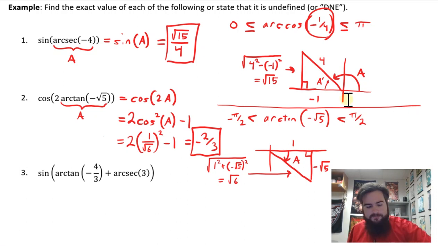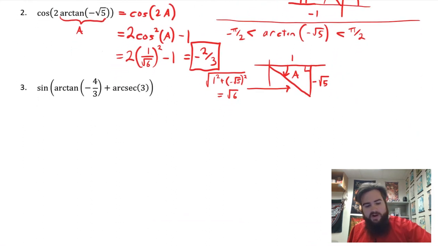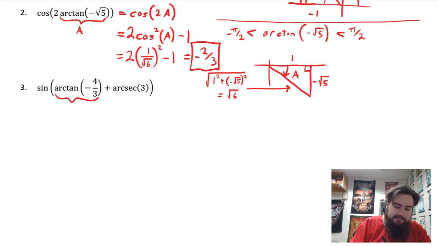Let's do the last problem. And for the last one, I'm going to scroll down so I have a little bit more room. We have sine of arctangent of negative 4 over 3 plus arcsecant of 3. Again, I don't know either of those. I don't recognize the ratio of 4/3 or 3 from the unit circle. I know square root of 3, and I know square root of 3 over 3, but I don't know 3.